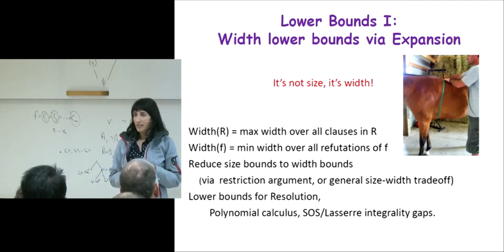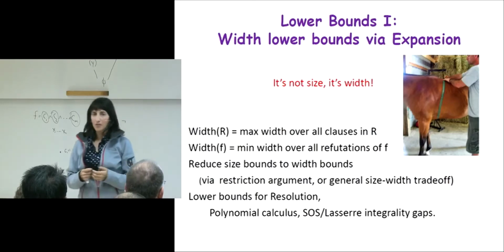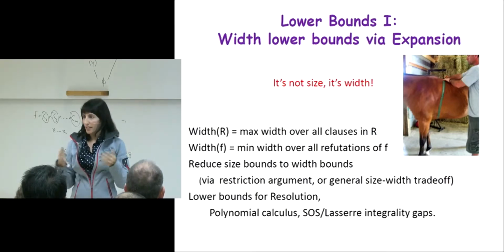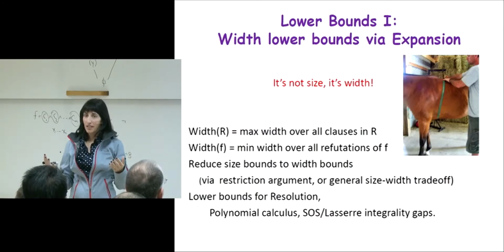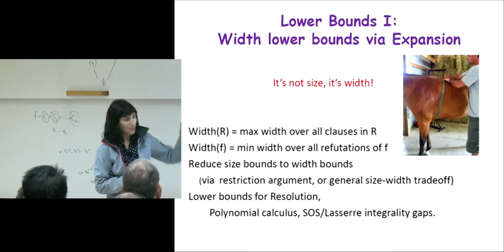So what do you do when you prove a width lower bound? A width lower bound is basically proven by looking at the hypergraph associated with the k-CNF that you start with. And as long as that graph is sufficiently expanding, it's very easy to show that a resolution proof has to have big width. So I'm going to show you how to do that.